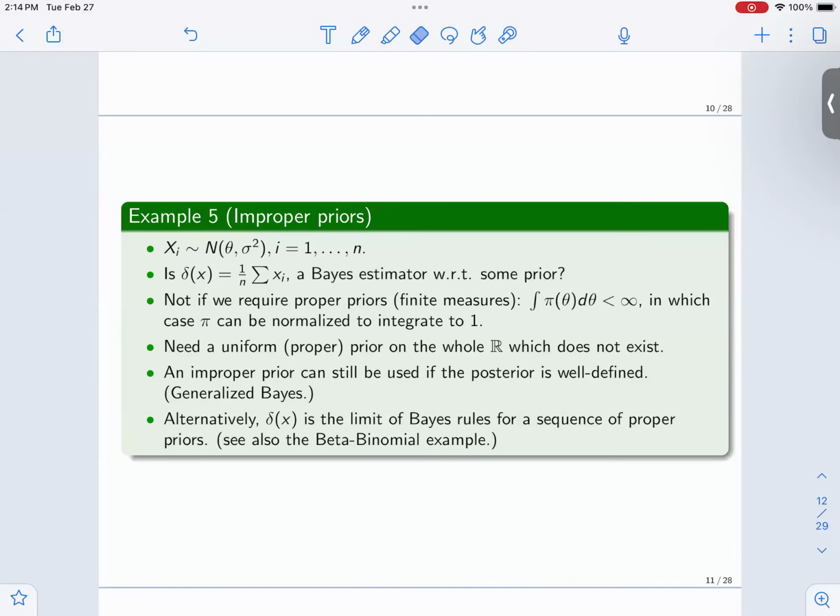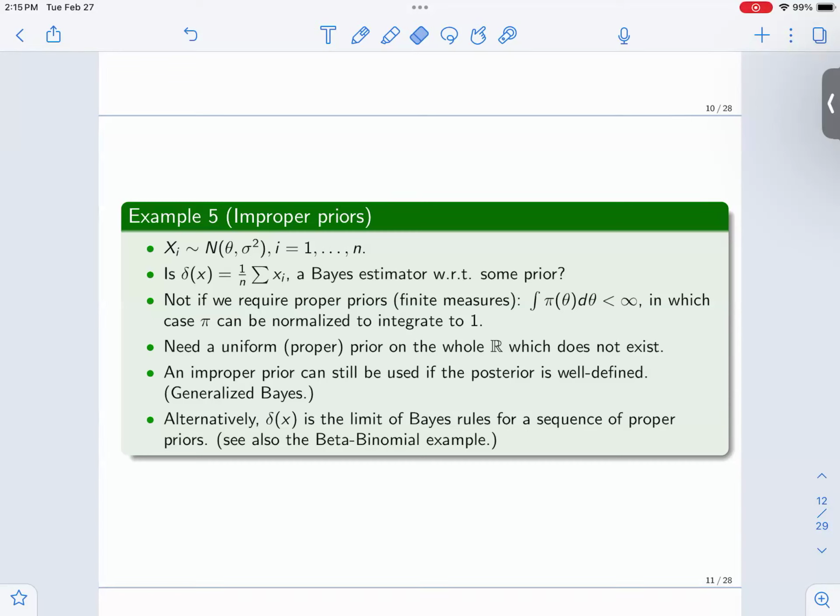Okay. Improper prior. This, for example, arises if you ask the question: is there a prior on this model that gives me a Bayes estimator that's equal to the MLE? For example, the MLE in the Gaussian location family is the sample mean. Can I put a prior on theta that gives rise to a posterior whose mean is this? The answer is no within the class of proper priors. If you have a proper probability distribution that you want to put on theta, then no. But it doesn't prevent people from trying. So you would try to put a prior. This is effectively the equivalent of putting a uniform prior. What you want basically is a uniform prior on theta.